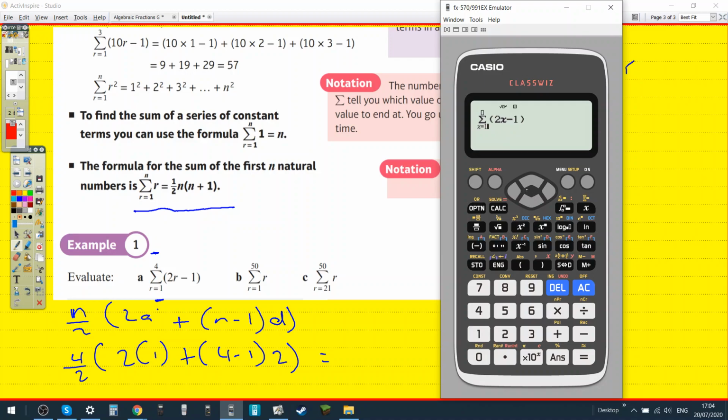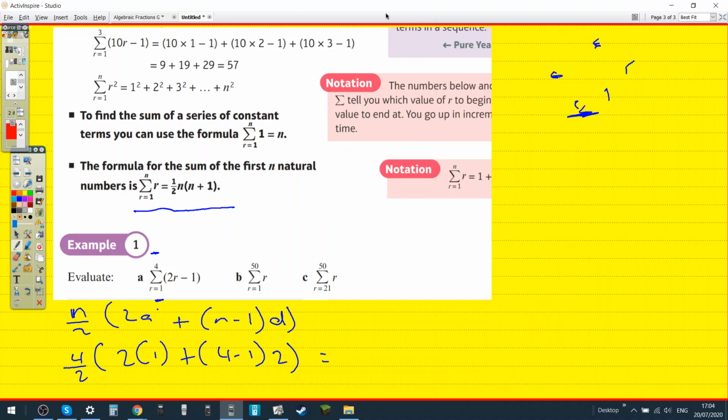Old calculator. That's 1, and we go up to 4. I get 16 as well. Fair enough. I think this formula that they gave us is for the likes of B and C. So B is half times 50 times 51, which is 1,275.